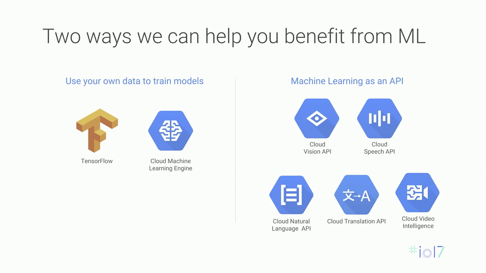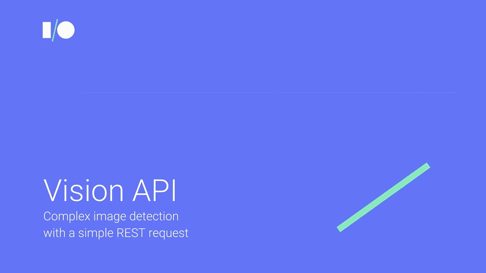So I'm going to give you a tour of each of these 5 APIs. And I'm going to get started with the Vision API. So let's dive right in. The Vision API lets you perform complex image detection with a simple REST request. And before I dive into the specifics of the API, for each section, I want to give you an example of a customer that's using it so that you can get a sense of how it's being used in production.